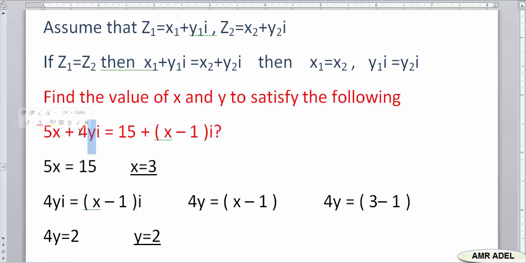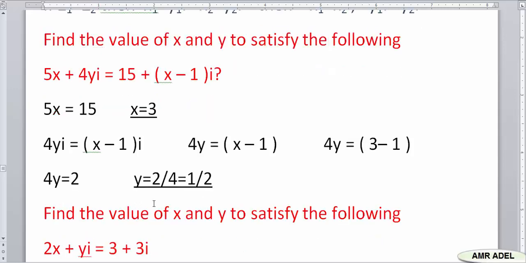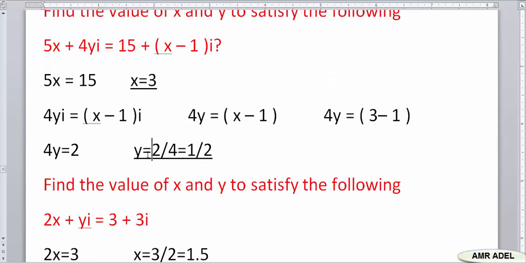Look at the part of i equal to the part of i. So 4y equals x minus 1. And we found before that x equals 3. Now we remove x and put 3. Now 4y equals 3 minus 1, which is 4y equals 2. Divide both sides by 4. Then y will be 2 over 4, which is half. Now we have found the value of x and the value of y.